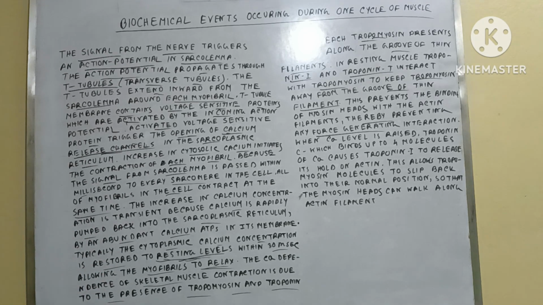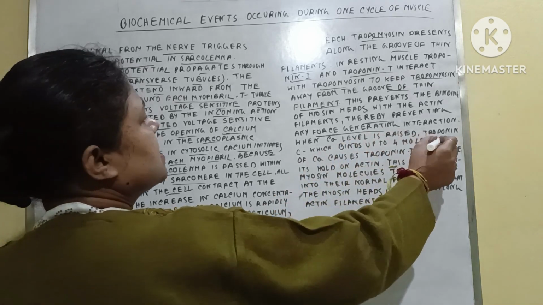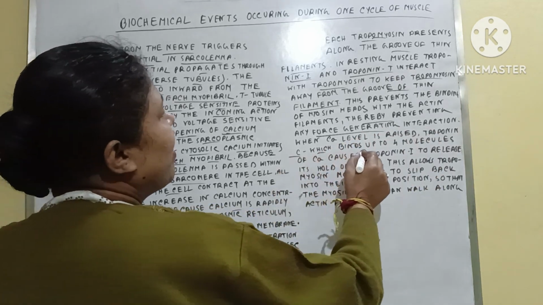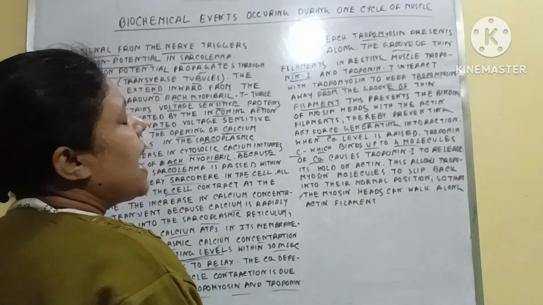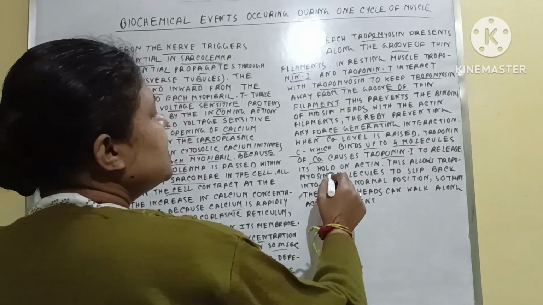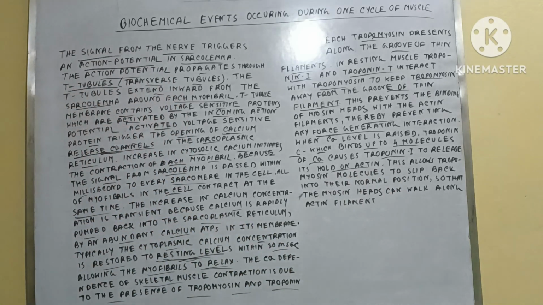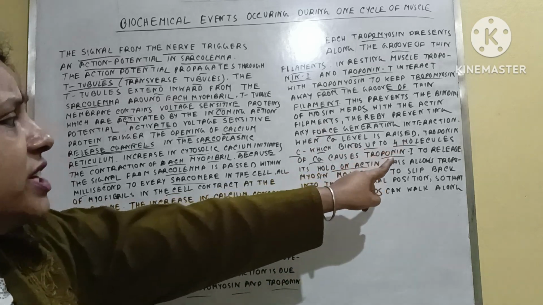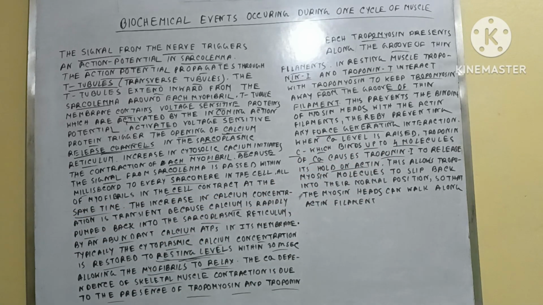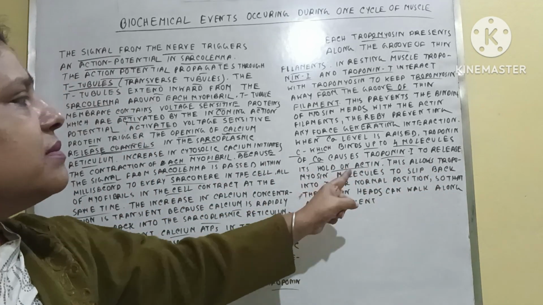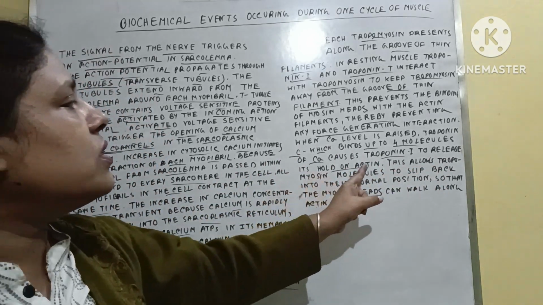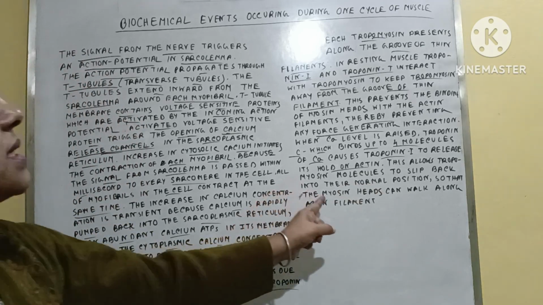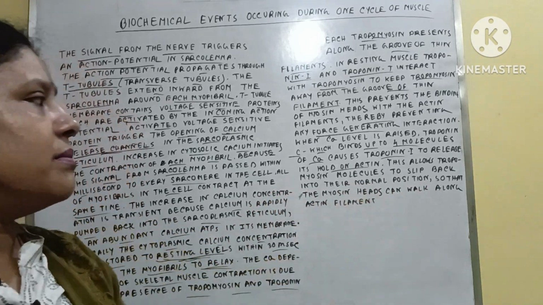And when the calcium level is raised or increased, then troponin C, which binds up to 4 molecules of calcium, causes troponin I to release its hold on the actin. Okay, so when the calcium level is increased, this calcium causes troponin I to release the actin filament. And this allows the tropomyosin molecules to slip back into their normal position so that the myosin heads can walk along the actin filament.